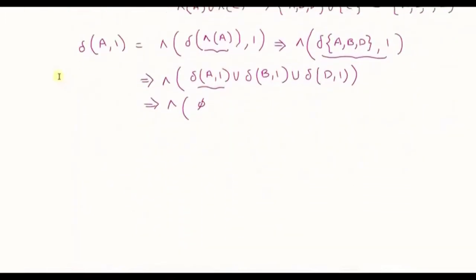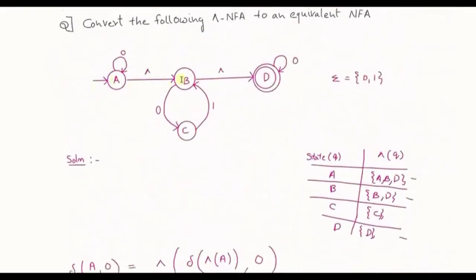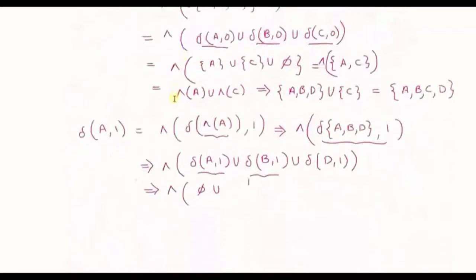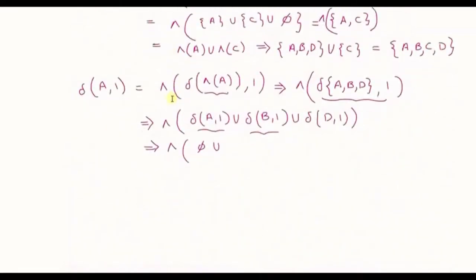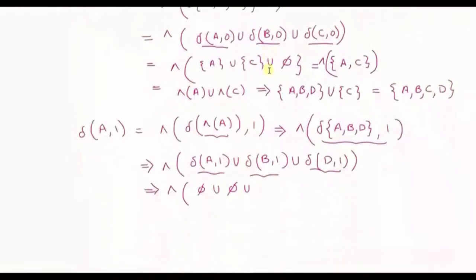Then union B on 1. From state B on reading 1, it also does not go anywhere, so this is also null. Union, now what will be the transition of state D on 1? From state D on reading 1 you again don't go anywhere, so this also will be null. And always remember, epsilon closure of null will always be null.